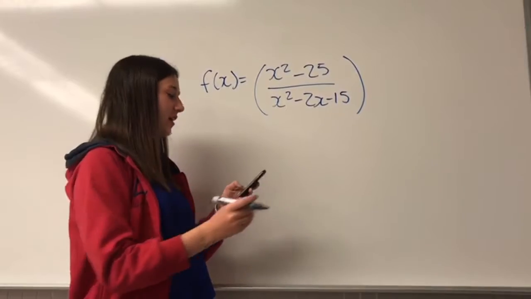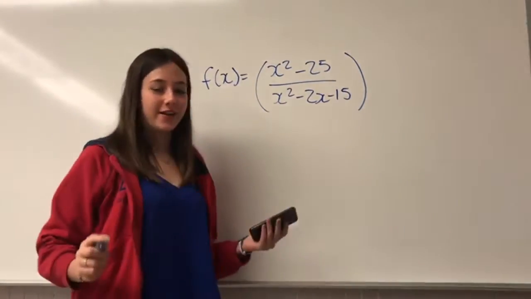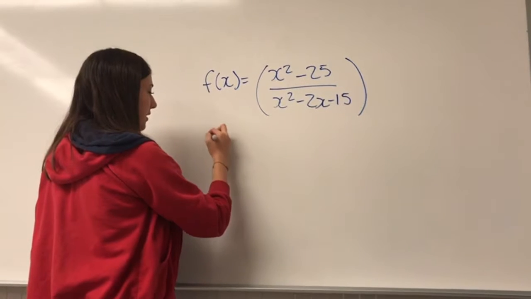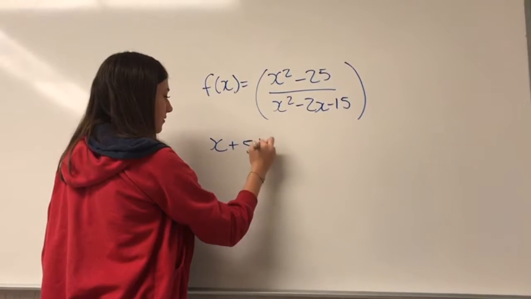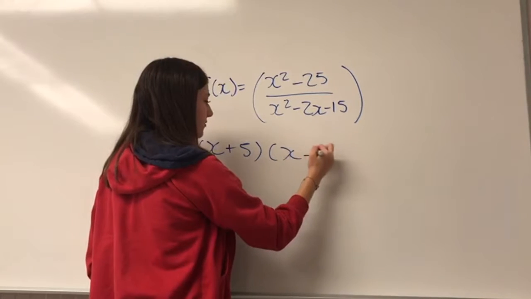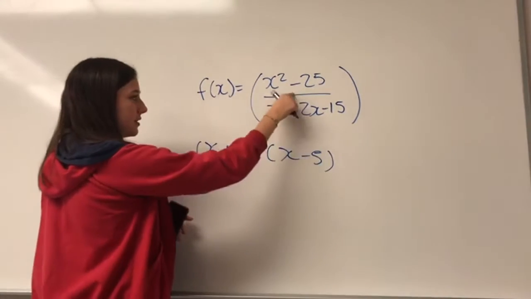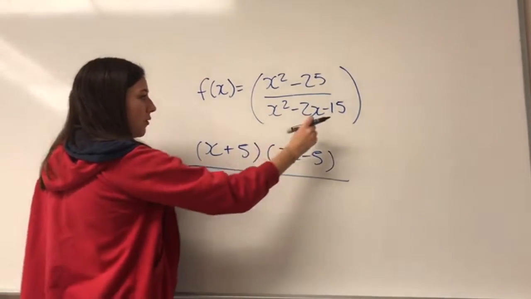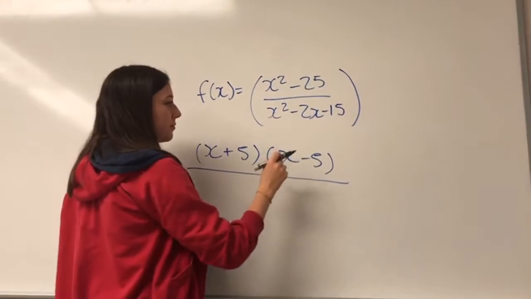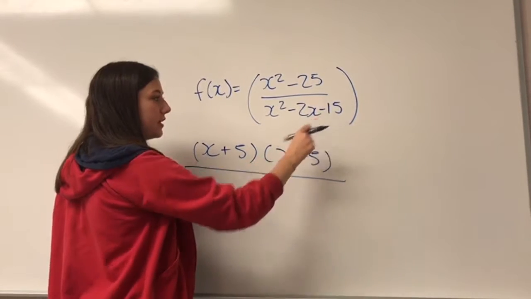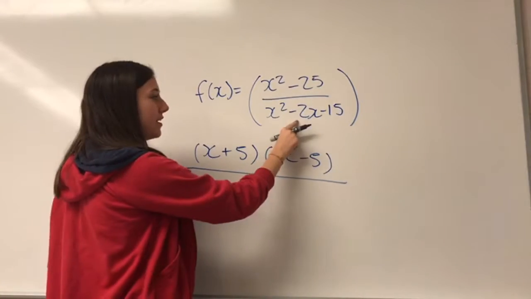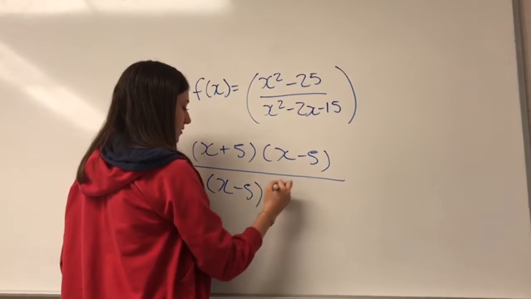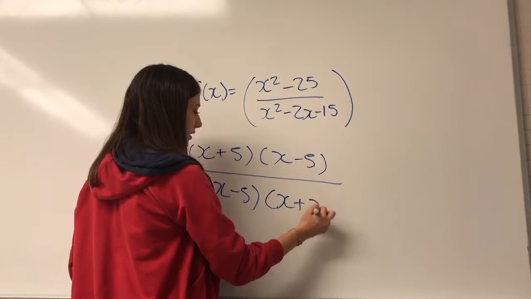Evaluate this limit algebraically. First we open this, and it's going to be x plus 5 times x minus 5. If we close it, this over, and then this one we make it smaller. We have to find two numbers that multiply to give negative 15 and sum to negative 2. So we're going to choose x minus 5 and x plus 3.